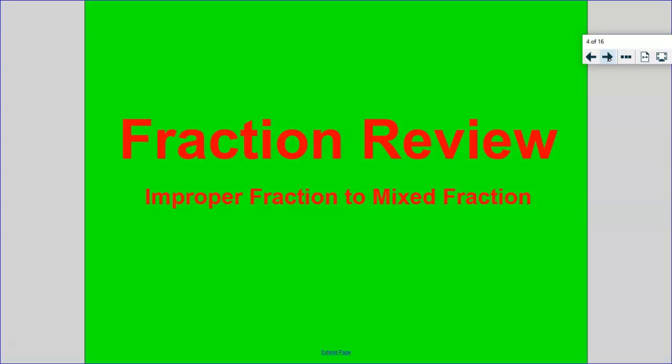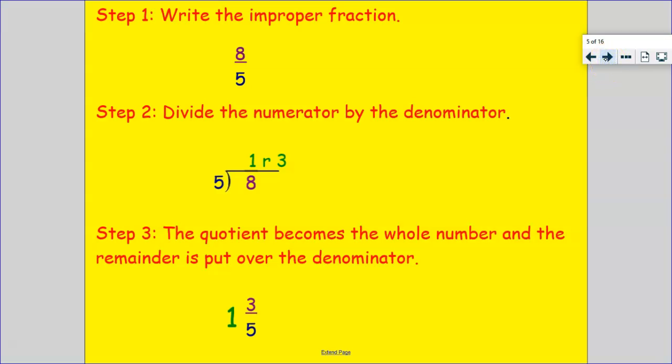And a review of improper to mixed, the other way around. Improper means the top number, the numerator, is bigger than the denominator. So in order to make this into a mixed fraction, you want to divide the numerator by the denominator. So you're going to take 8 divided by 5. And if you just do it like division, 5 into 8 goes 1, and there's 3 left over. So this means that it's 1 whole and a remainder of 3. So you're going to have 1 3/5.